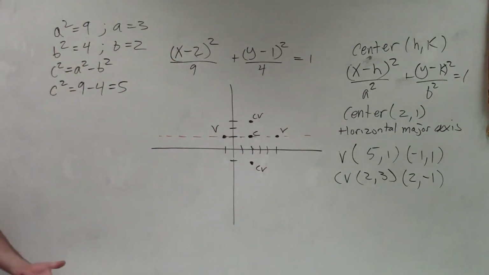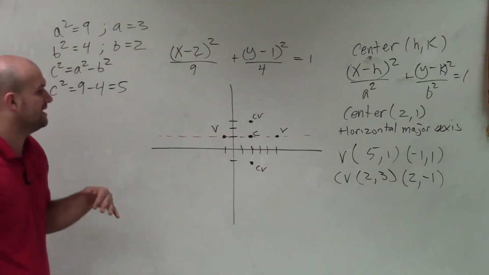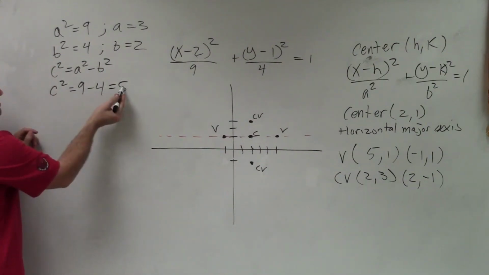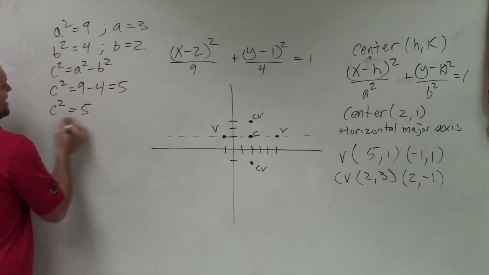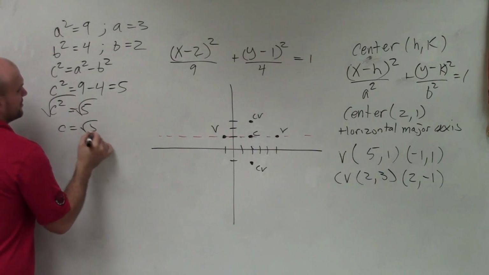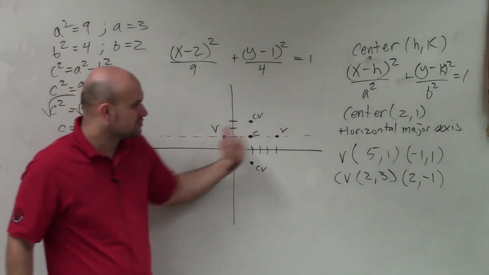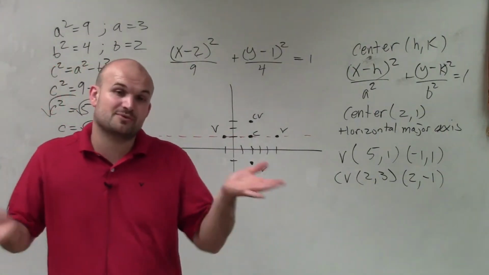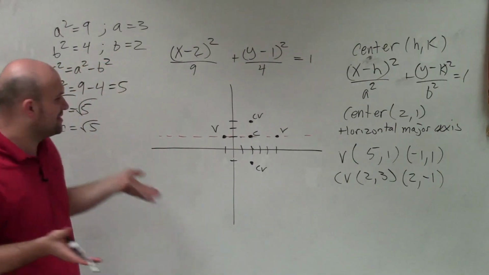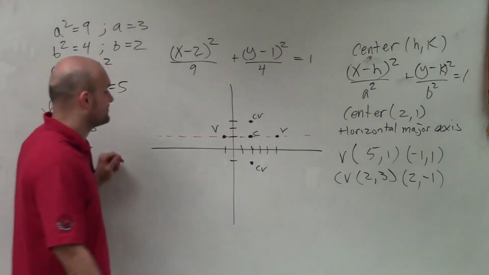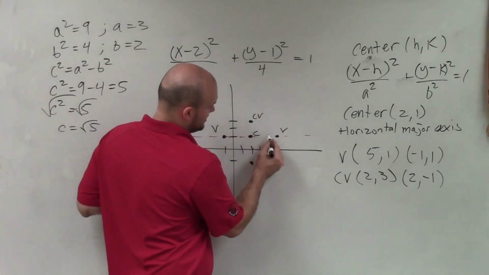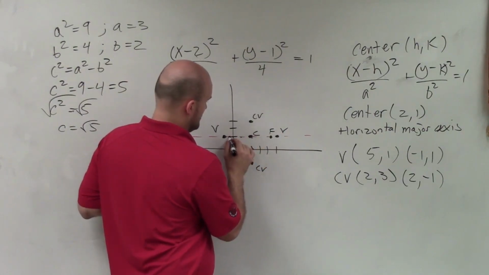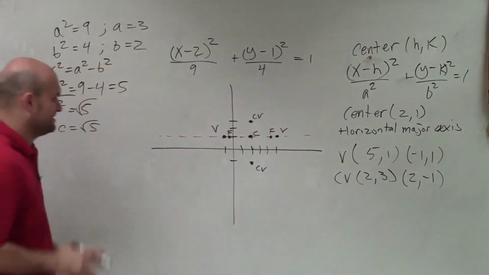All right. Now, lastly, what I need to do is identify my foci. So my foci are going to be a distance of the square root of 5. So if I know c squared equals 5, take the square root of both sides. C equals the square root of 5. So again, I need to go square root of 5 to the right and square root of 5 to the left. Now, the square root of 5, I'm just going to approximate, is going to be between 2 and 3. So I'm just going to go over 1, 2, 3. So here's one focus, 1, 2. There's the other focus. I'm just trying to approximate the best I can.